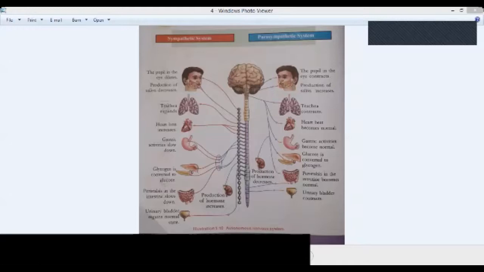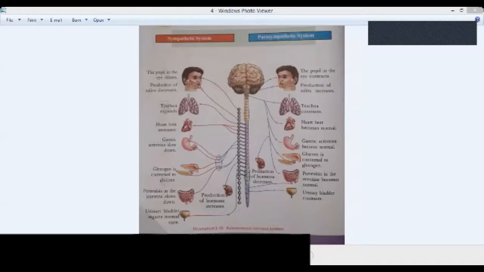Then, production of hormone increases. Urinary bladder relaxes. All these activities are happening to the different parts of our body when we are in an excited state. When our body comes to the normal state, what all things are happening to our different parts of the body is controlled by the parasympathetic nervous system.